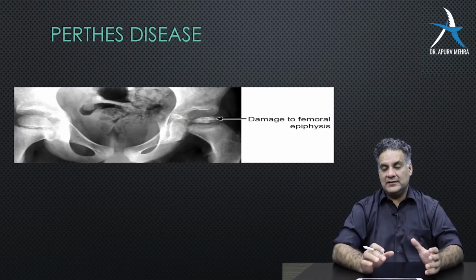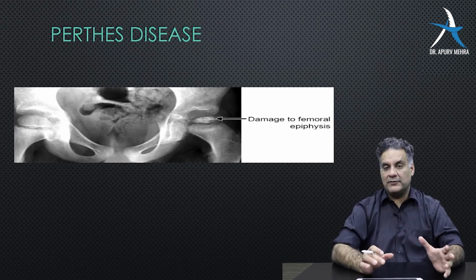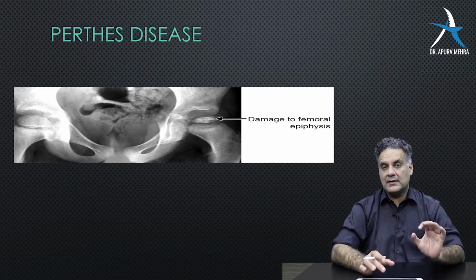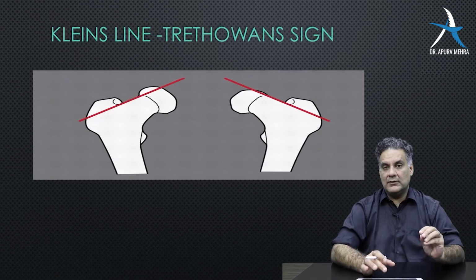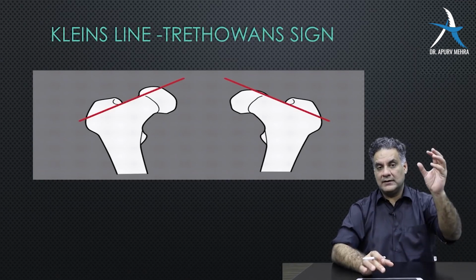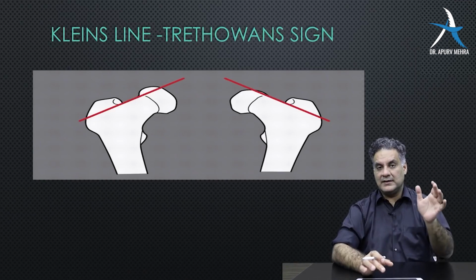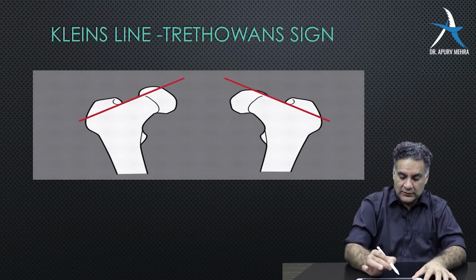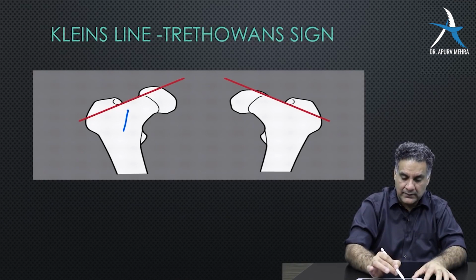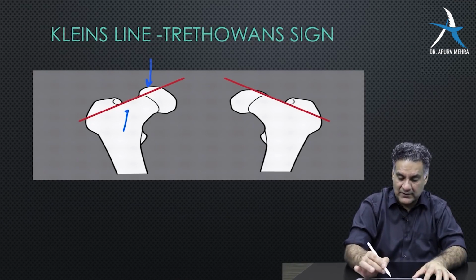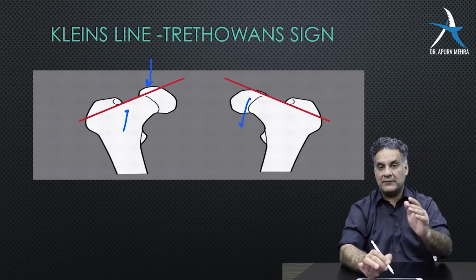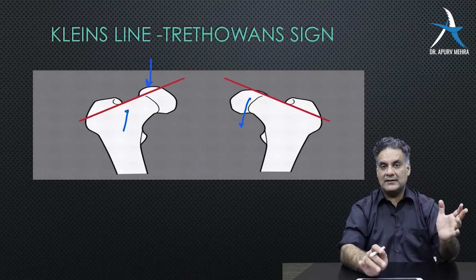When we look at Perthes disease, it's avascular necrosis of the femoral epiphysis at 4 to 8 years of age, classically painless. When you look at the slip of the epiphysis in relation to the metaphysis, it's called slipped capital femoral epiphysis. When you draw a line over the neck of the femur, it normally cuts a part of the epiphysis. If there's a slip, it won't. And in a slip, remember, it's the metaphysis that moves, the epiphysis does not. This line is called Klein's line. This sign is called Trethowan sign.